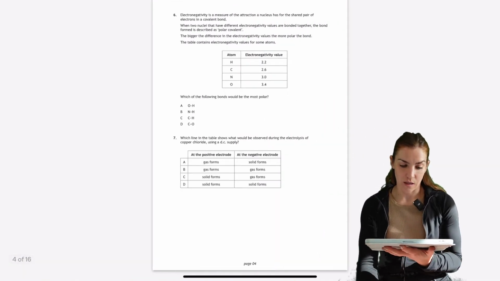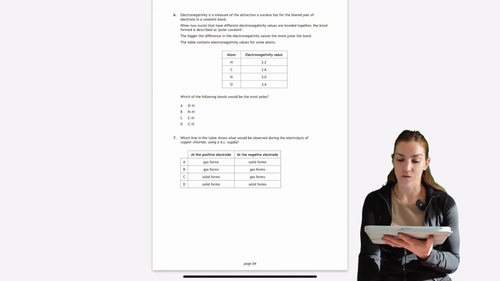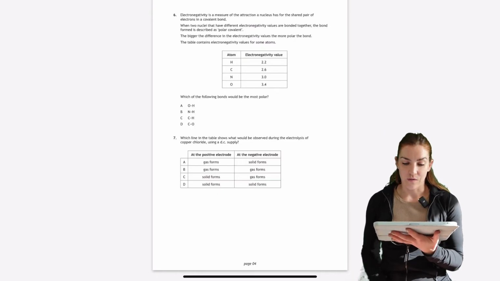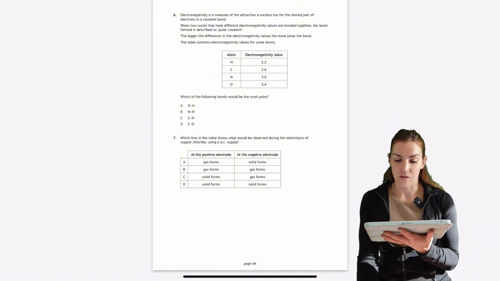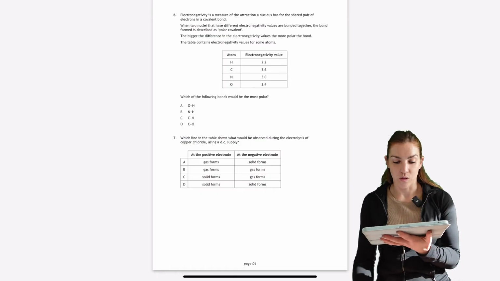Question 6, electronegativity is a measure of the attraction a nucleus has for the shared pair of electrons in a covalent bond. When 2 nuclei that have different electronegativity values are bonded together, the bond formed is described as polar covalent. The bigger the difference in electronegativity values, the more polar the bond. The table contains electronegativity values for some atoms. Which of the following bonds would be the most polar?